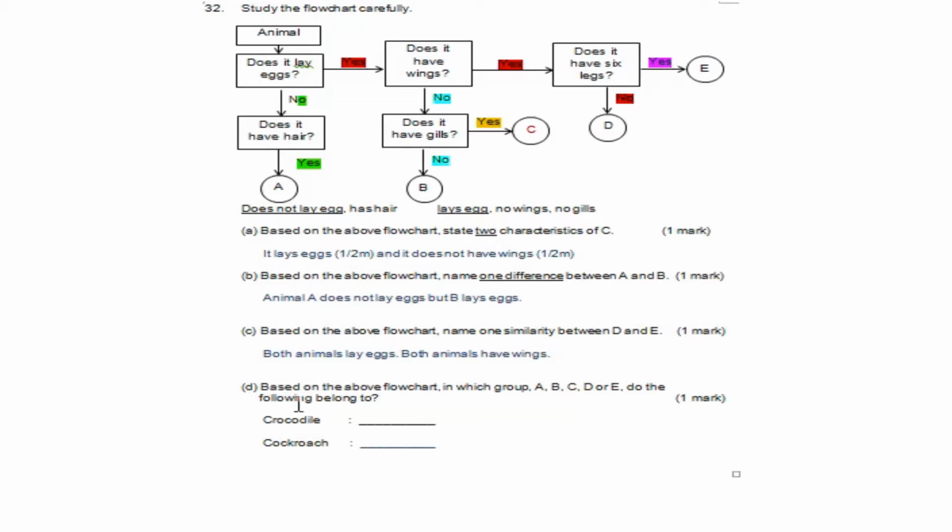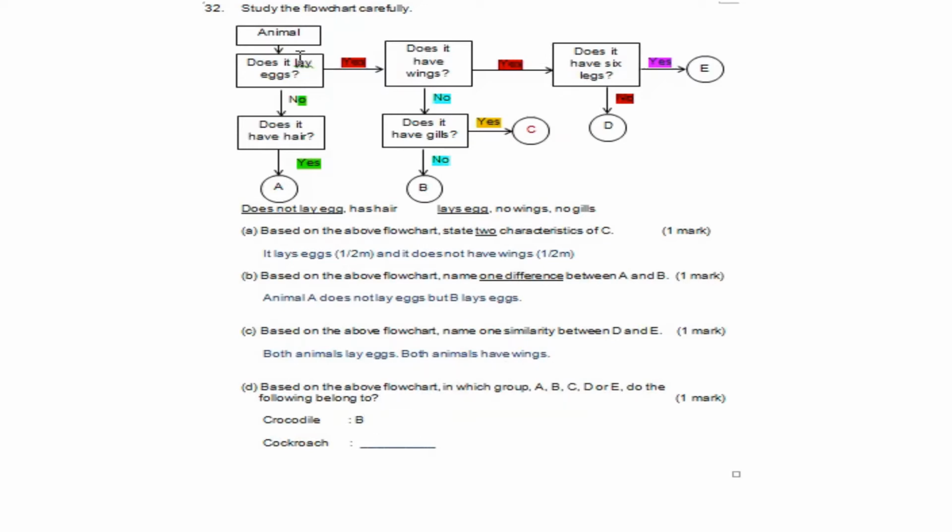Okay? Now, next question. Based on the above flowchart, with which group A, B, C, D, or E do the following belong to? Now, crocodile. Ask yourself, crocodile, does it lay eggs? Of course, right? It is a reptile. Only mammals don't lay eggs. So, does crocodile have wings? No. Does it have gills? Definitely not, right? It's not a fish. So, it is option B. So, just ask yourself that question, follow through the flowchart, and you get the answer.